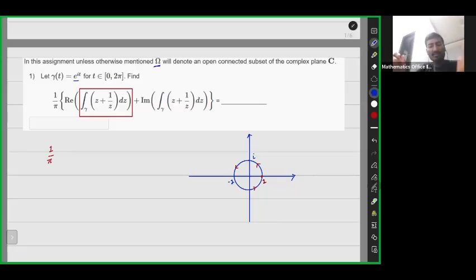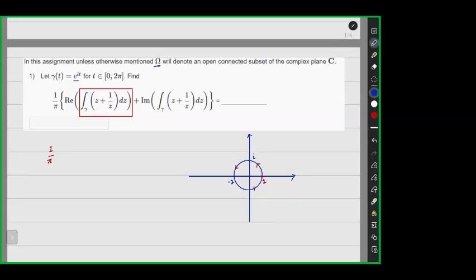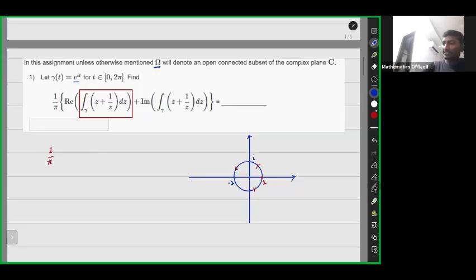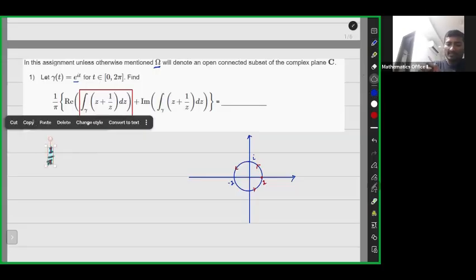This is a sum of two functions, z plus 1 by z. And what do you know about z? z is a polynomial, and polynomials are infinitely holomorphic. So this function z, the identity function, is holomorphic, and over any curve there is a definition of integral.